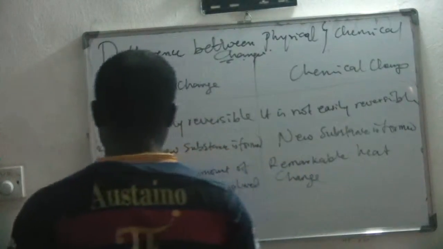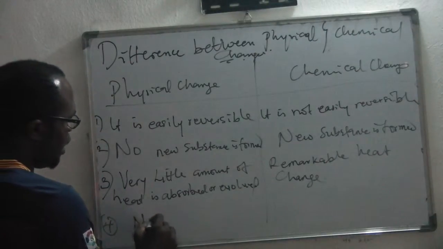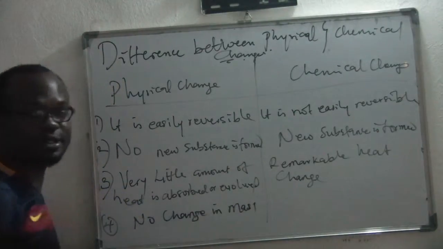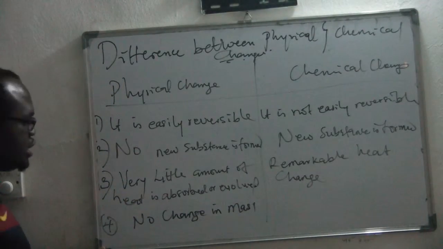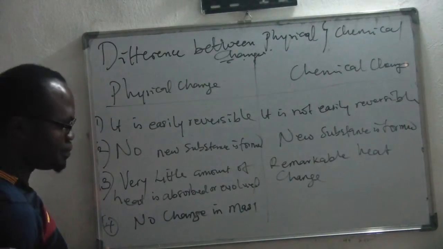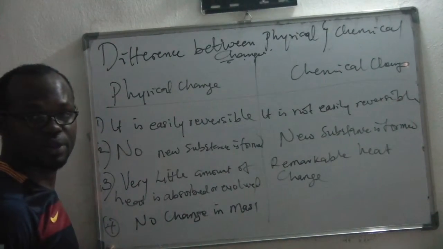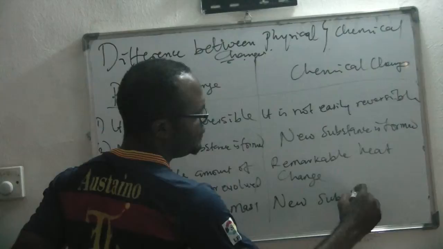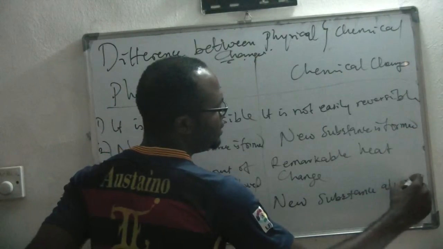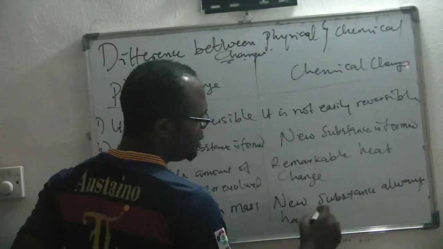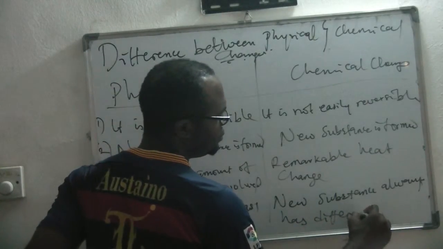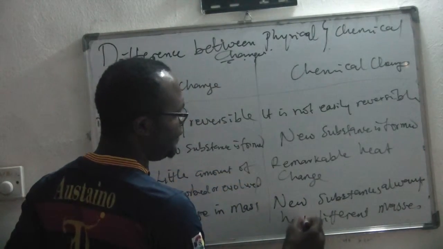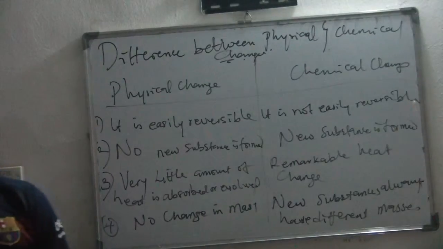What other difference? No change in mass. There is no change in mass in physical change. But in chemical change, what happens? A new substance has different masses. Here, a new substance always has different masses. So new substances always have different masses. Is that clear?